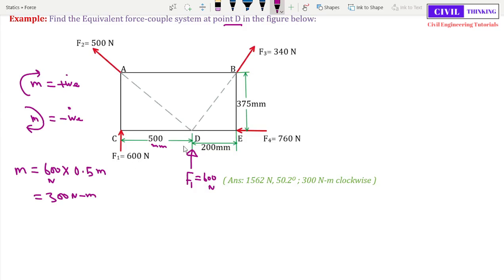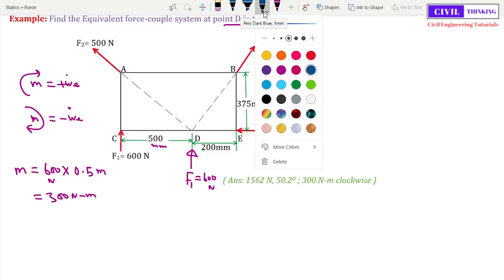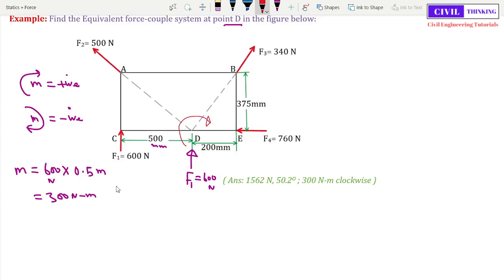Now when we move this force here, this is 600 Newton force, and the corresponding moment at this point is 300 Newton meter. Okay, so let me erase all of this. Now we can clearly see we have multiple forces at point D. The F2 force is passing through D, so we can say F2 is acting at point D. Similarly, F3 and F4 are also acting at D.